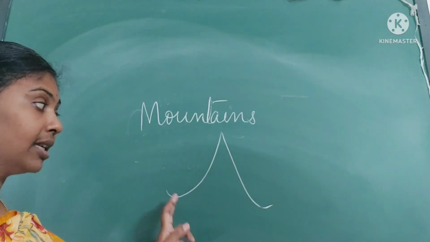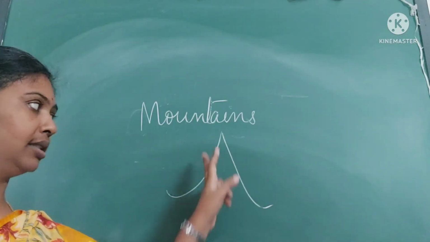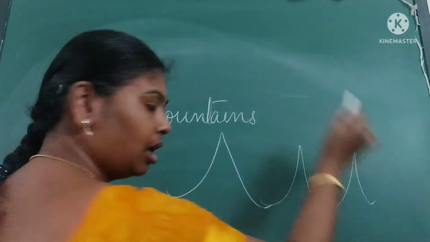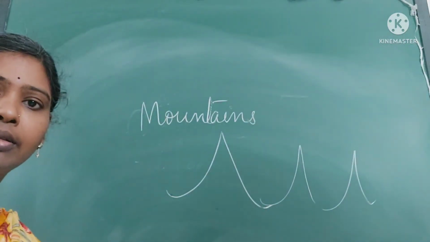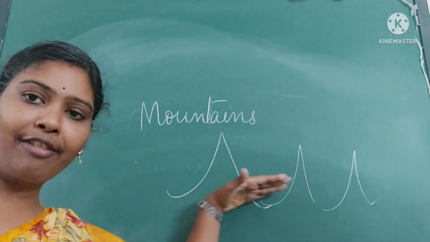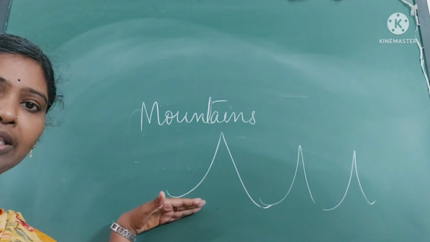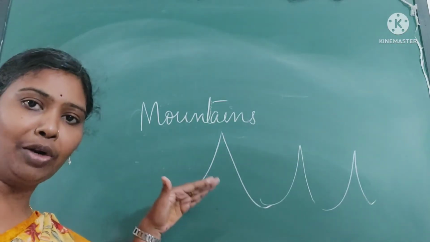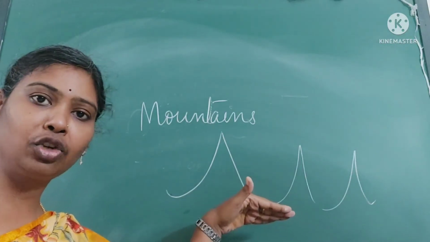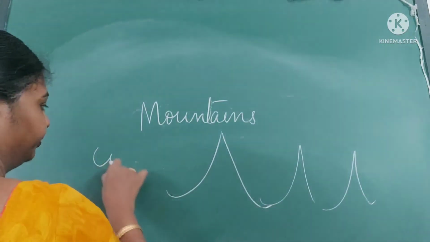So mountains may be a single mountain, a range of mountains, a chain of mountains. Suppose you have parallel ranges of mountains, then that is known as a chain of mountains. A group of chains of mountains is known as a cordillera.